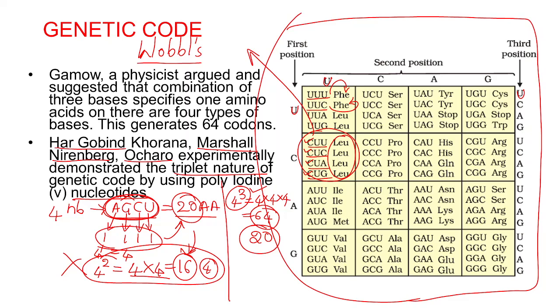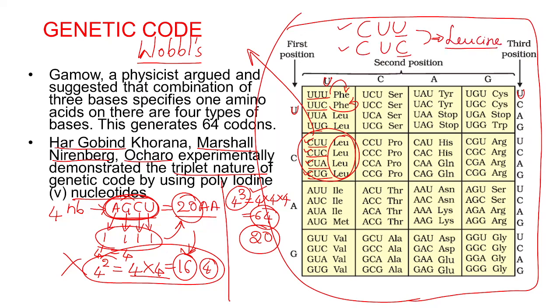codon, a combination of 3 nitrogenous bases will be there. But out of these 3 nitrogenous bases, say for example CUU and CUC, these two are a combination of 3 nitrogenous bases. But even though they differ in the last base, they are coding for the same type of amino acid, that is leucine.